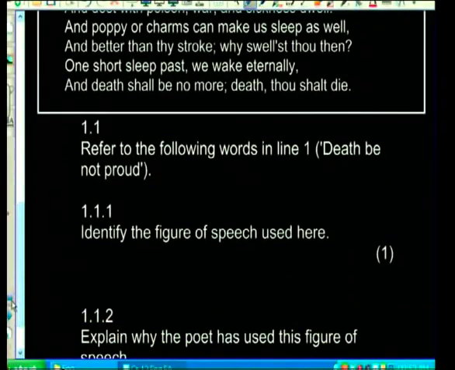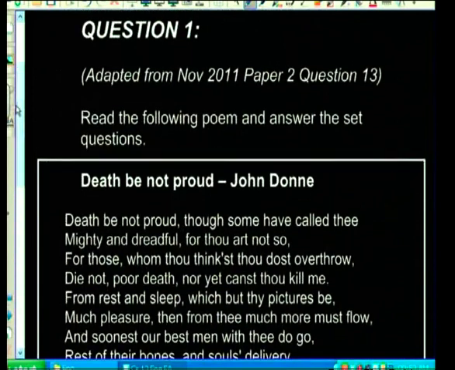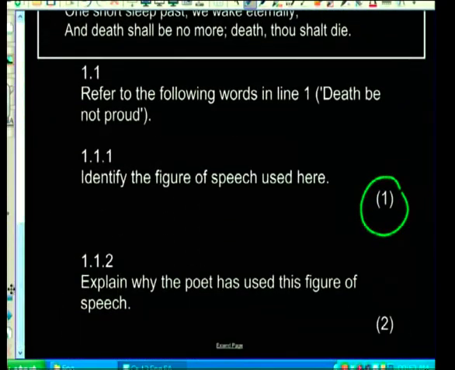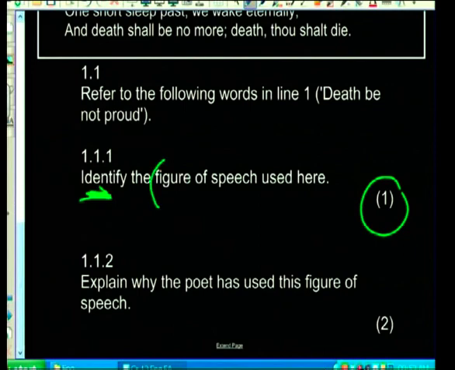Let's have a look. The first question, and you look at the mark allocation, 1 mark. Refer to the words in line 1. So you obviously always got to go back to line 1. Death, be not proud, though some have called thee mighty and dreadful. So refer to these lines and identify, remember your pen, the figure of speech.